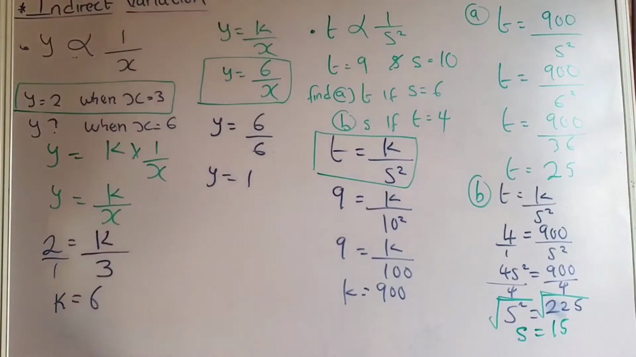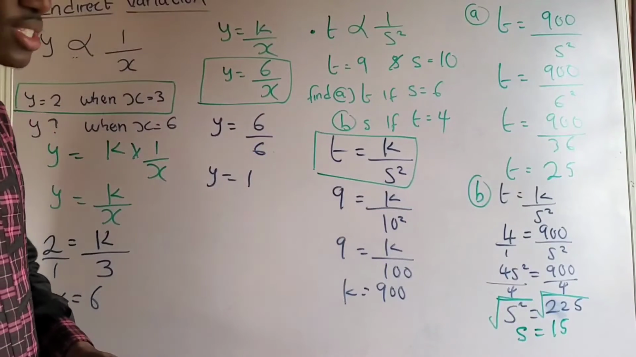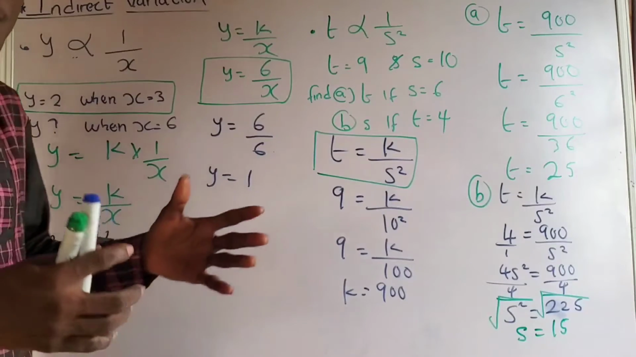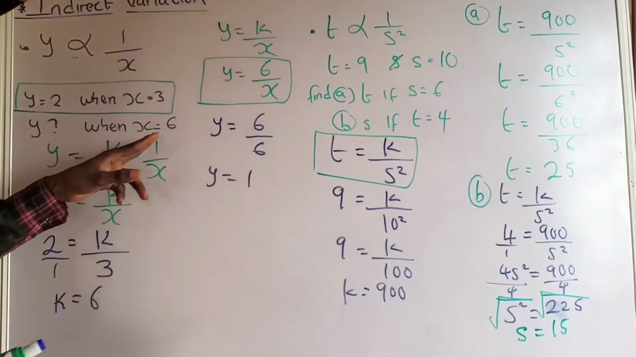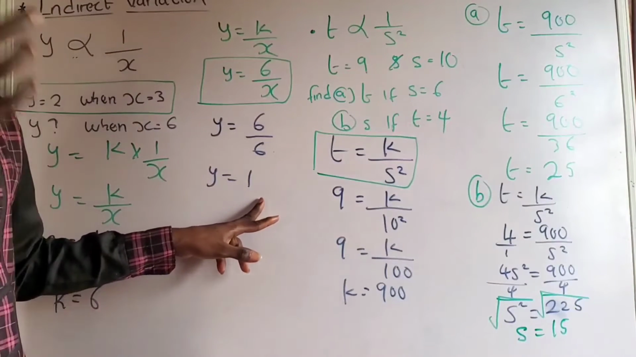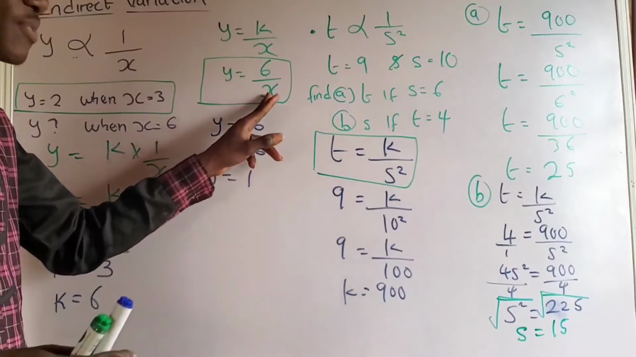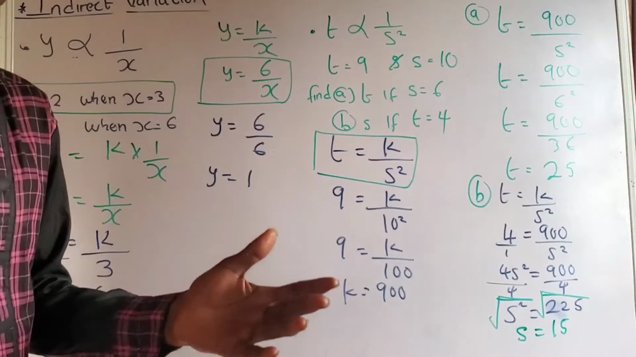Please listen. The relationship that is connecting y and x in the first question is y equals 6 over x. Now, let us increase the value of x. We are going to discover that the value of y will decrease. When x is 6, you can see that the value of y is 1. Let us increase x to 7. When x is 7, we are going to have y equals 6 over 7, right? Yes. 6 over 7 will give us a decimal, because it is an improper fraction.